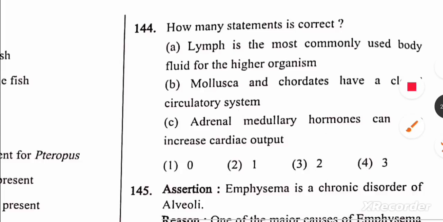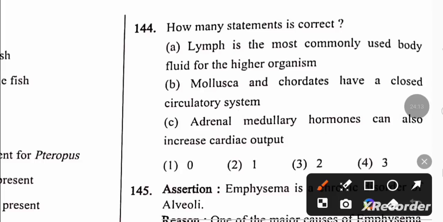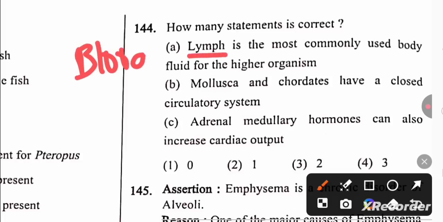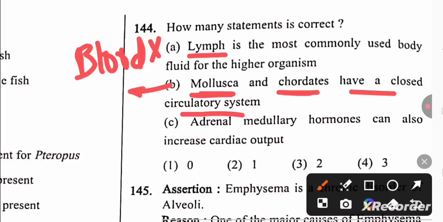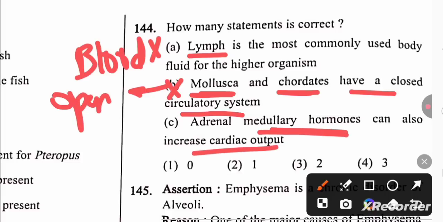How many statements are correct? Lymph is the most commonly used body fluid. No, children, not lymph, blood. Blood is the commonly used fluid, so this is the wrong statement. Mollusca and chordates have closed type of circulation. Children, chordata has closed type of circulatory system, but mollusca has open type of circulatory system, so this is also a wrong statement. Adrenal medullary hormones can also increase. Adrenal medullary hormones like adrenaline and noradrenaline, epinephrine and norepinephrine, they definitely increase the cardiac output. So this is the only statement which is correct. Option 2 is the right answer for this question.